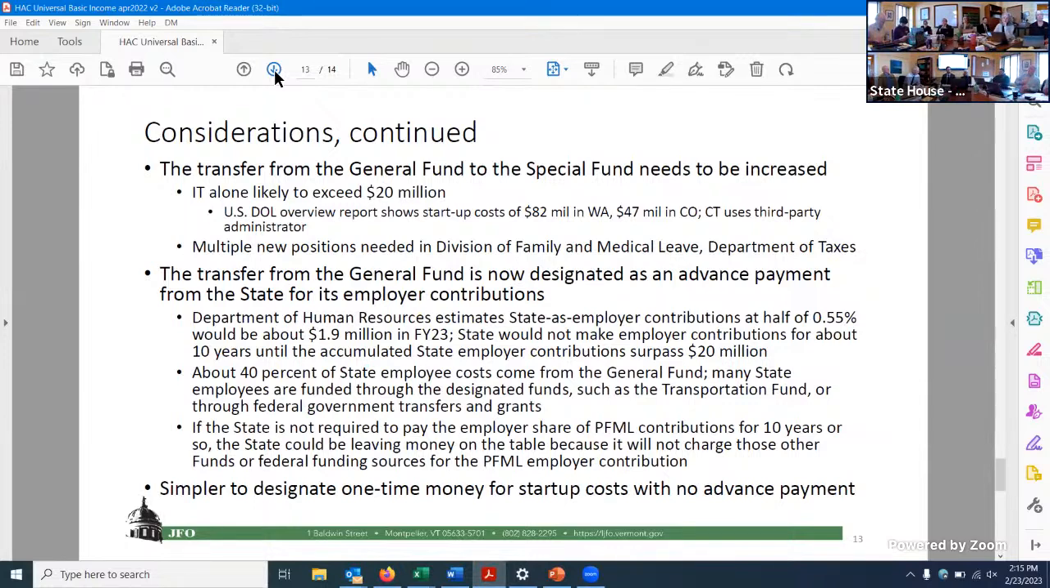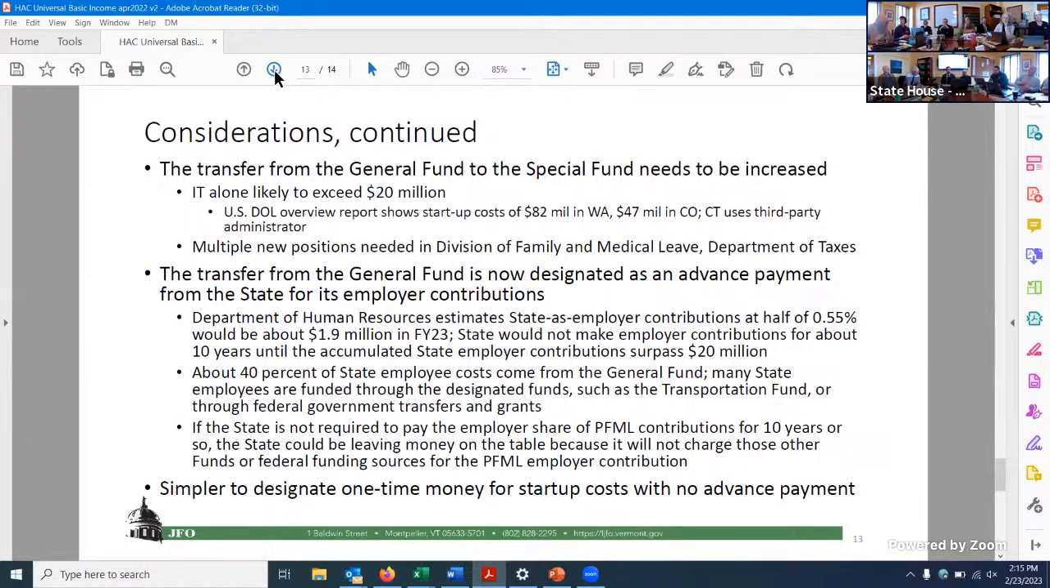Well, unfortunately, it's more complicated than that, as you might expect. I do know that if the program were in place today at a 0.55% rate, the state would be paying about $1.9 million in the employer share of contributions for its employees, okay? So that tells me that it would take about 10 years to build up the would-be contributions to be equivalent to the $20 million paid up front. So that's 10 years of contributions that won't be made.